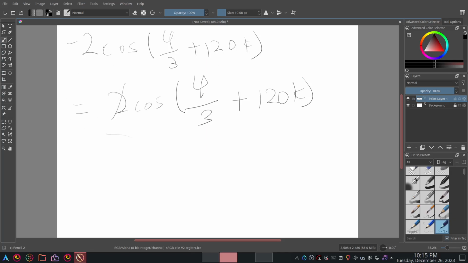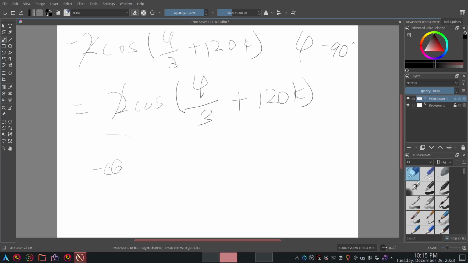Of course, I can just cancel the 2's out. That will be fine. So I just want to prove cosine of phi by 3 plus 120k equals to minus cosine of phi by 3 plus 120k. Now phi equals to 90 degrees. So what I'm trying to prove here is minus, pardon my handwriting.